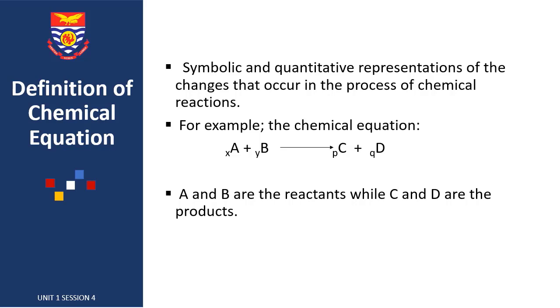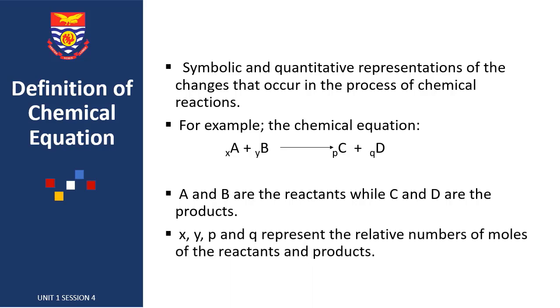So the arrow over here points to the right and it shows the direction of the reaction. That is an irreversible reaction which only moves from the left side to the right side. So A and B are the reactants, whilst C and D are the products. Like I said, this arrow represents an irreversible reaction.